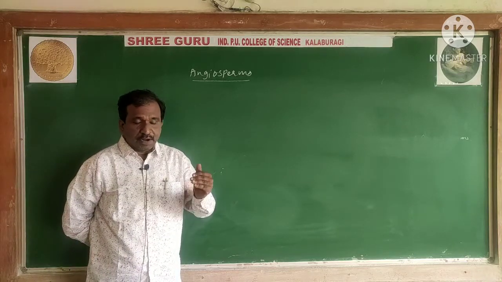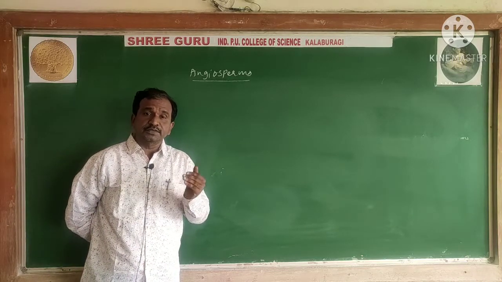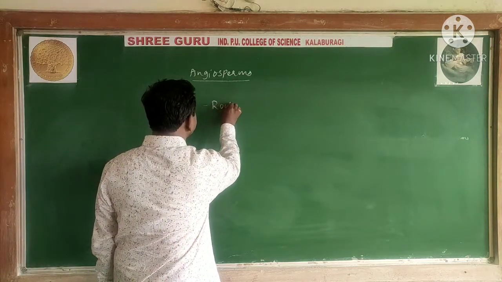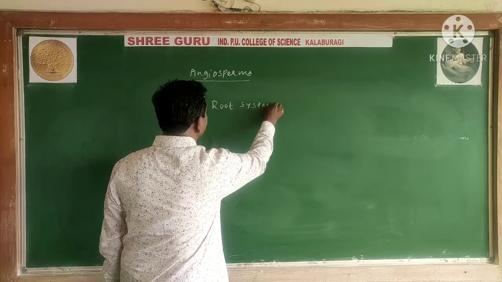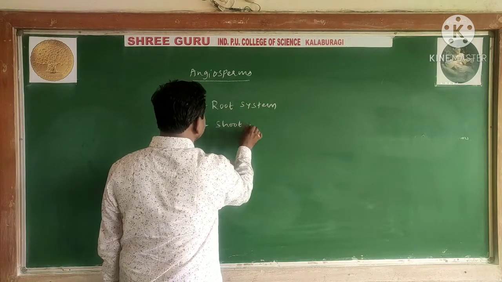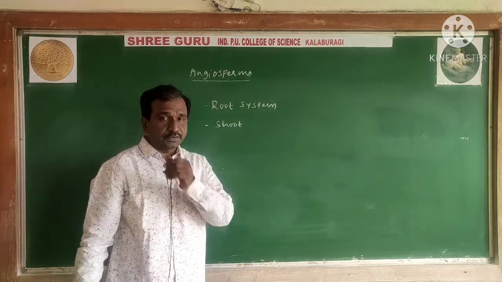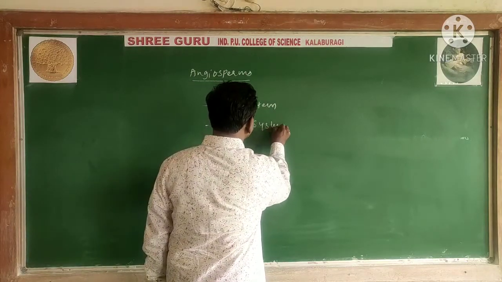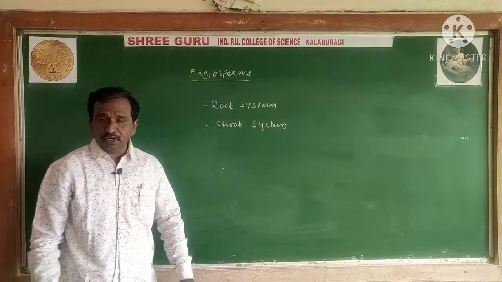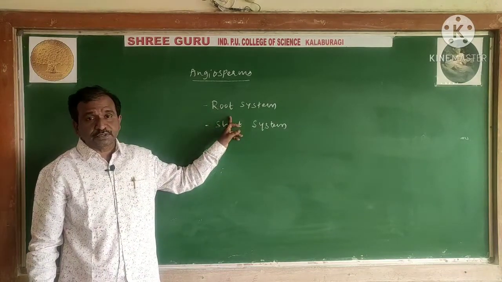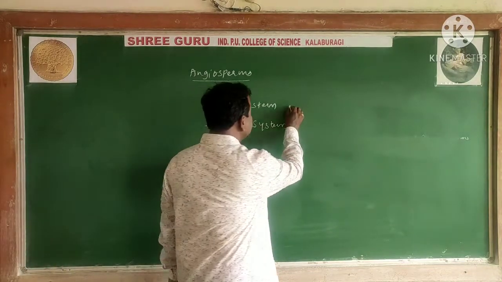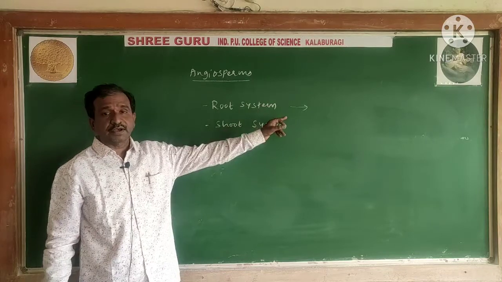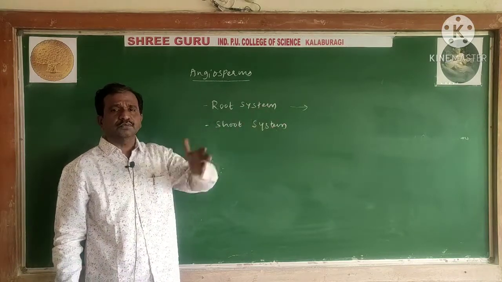Habitat we have observed. Plant body is differentiated into root system and shoot system. So far we have studied that the plant body is differentiated into root, stem and leaf. Now we are observing that the plant body is differentiated into root system and shoot system. What is the difference? In the root system, the advanced character is that it shows primary roots, secondary roots and tertiary roots. That is why we call it a root system.